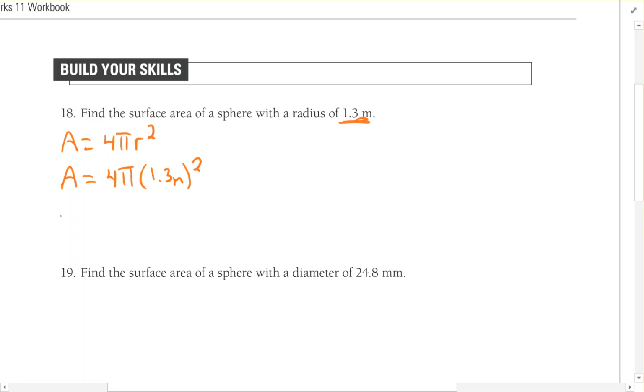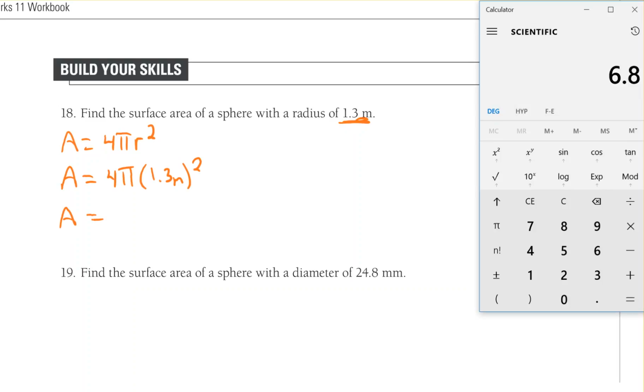And just to check that you're putting it in your calculator properly, here's what I would do. I'd go 4 times pi. You should have a button that looks like pi on your calculator, or you could just type in 3.14, doesn't matter. That now times 1.3 and then squared. And then that's not my answer because I haven't pushed enter yet. That's just what 1.3 squared is equal to. So I need to go that and then equals. Don't forget to push equals at the end.